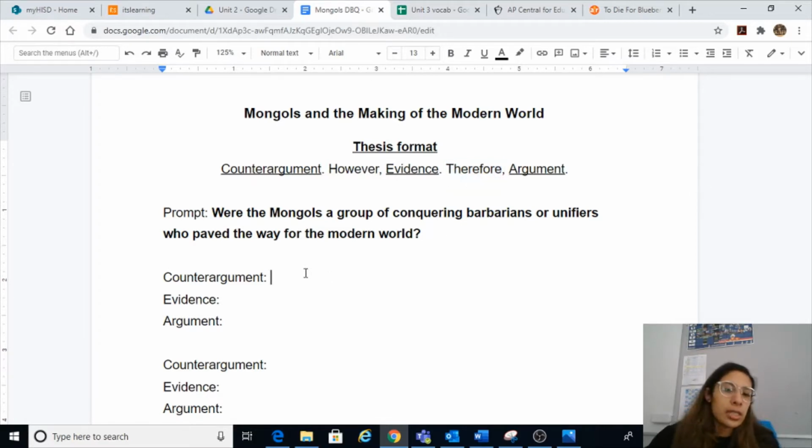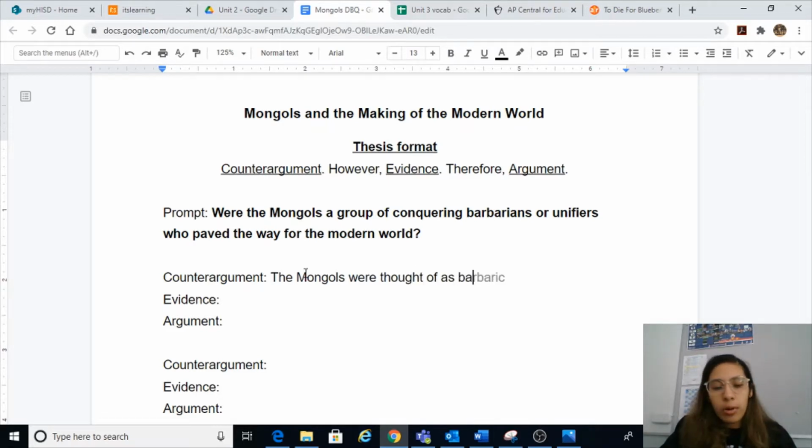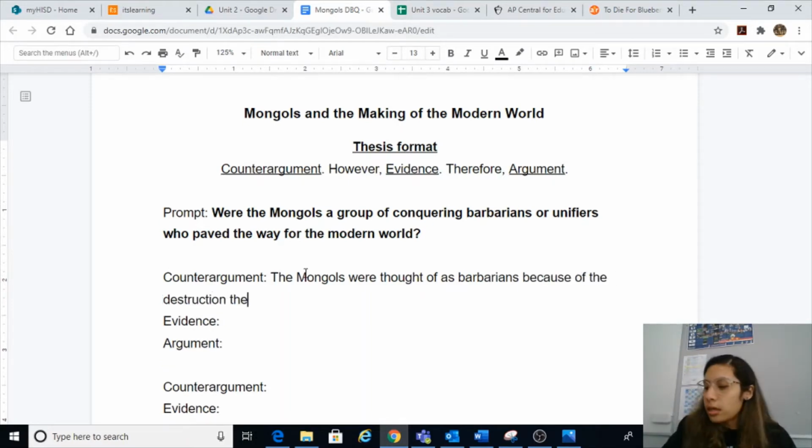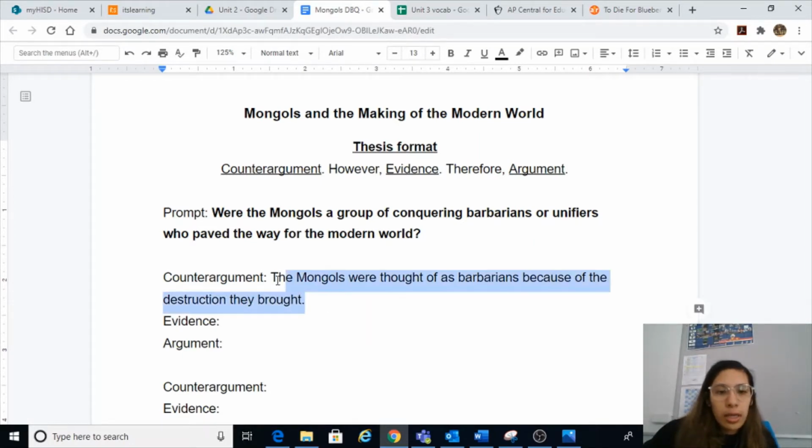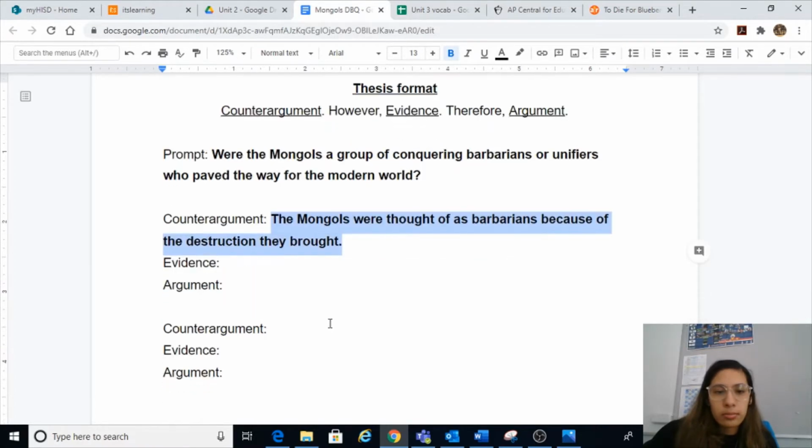So for the first example I'm going to argue that the Mongols were unifiers. So in my counter argument, I have to say the opposite of that. I have to say that the Mongols were barbarians. So I'll give you an example. We can say that the Mongols were thought of as barbarians because of the destruction they brought. Okay, so that's my counter argument.